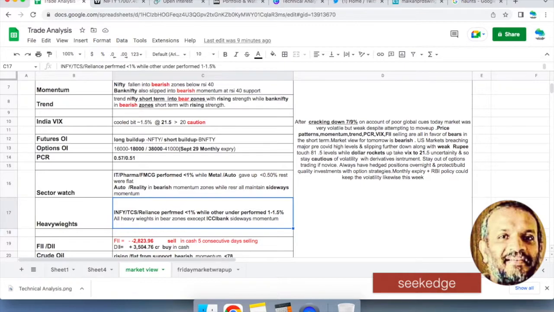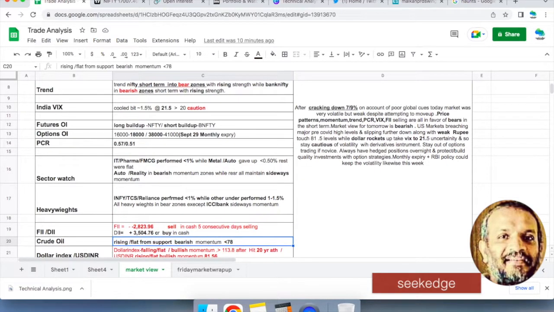Heavyweights: Infy, TCS, IT stocks performed today. Reliance also performed today, less than 1%, while all others underperformed by 1 to 1.5%. All of these are in the bear zones except ICICI Bank. It's the only one that is maintaining the sideways zones.